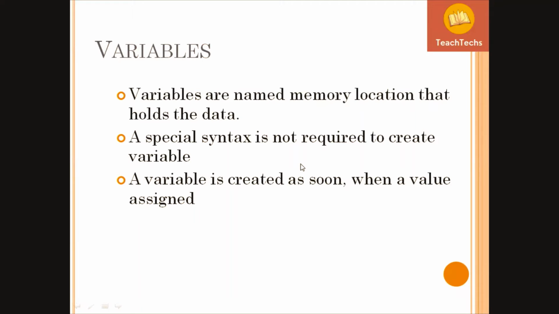A special syntax is not required to create a variable, which was followed in early programming languages. A variable is created in Python when we assign a value, which is completely different from other programming languages. As I said, there is no special syntax to be followed. We can directly create a variable by assigning a value.